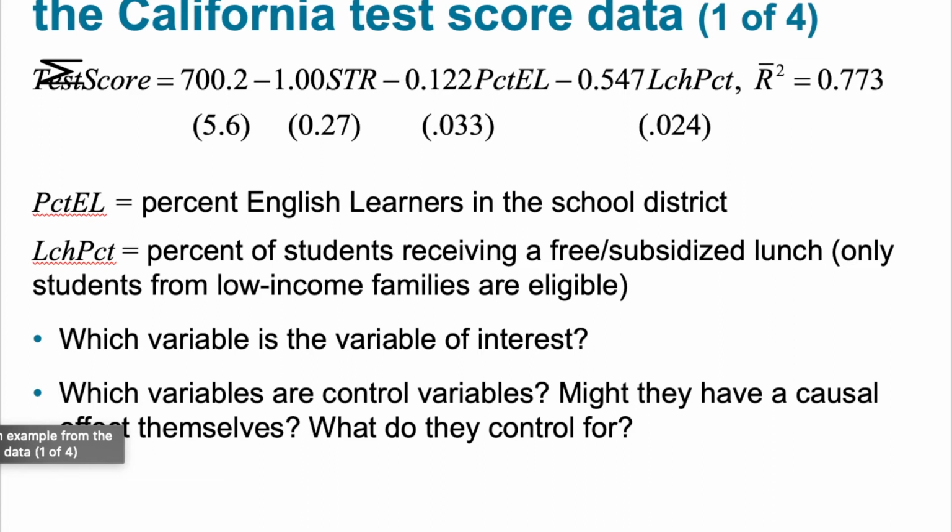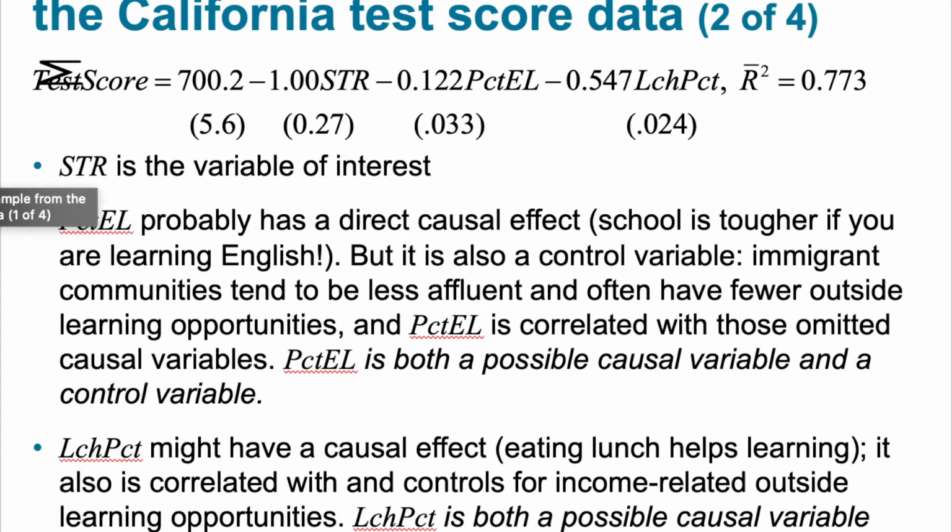So let's think about which variable is the variable of interest here, which variables are control variables, might they have causal effects themselves, what do they control for? Well, we know that the student-to-teacher ratio is the variable of interest. That is the variable that the committee can control. Percent of students learning English may have a direct causal effect because school is tougher if you're learning English. Taking tests in a language that is not your native language is more difficult. But it is also a control variable, as immigrant communities tend to be less affluent and often have fewer outside learning opportunities.